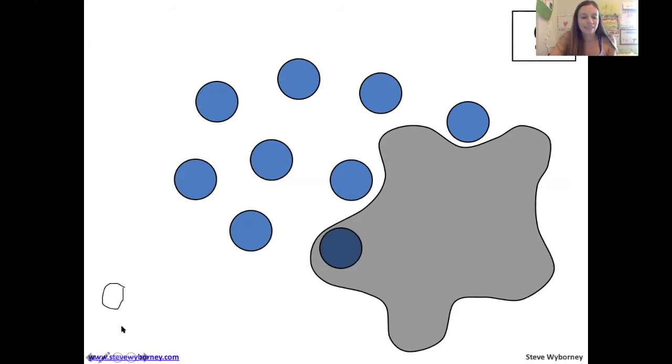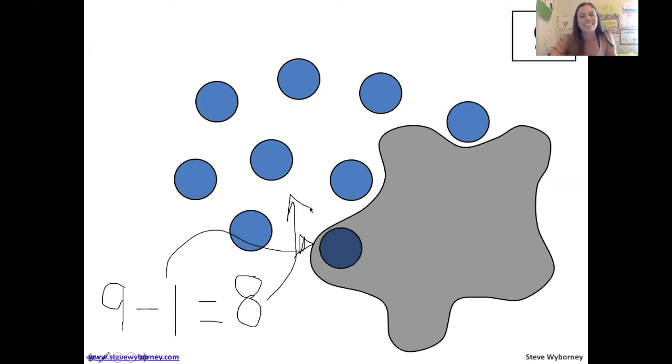9 take away 1 equals 8. The 9 is for the 9 dots in all. This sign means we're going to take something away. The 1 is for the 1 dot under the splat. And the 8 is for the 8 dots left over.